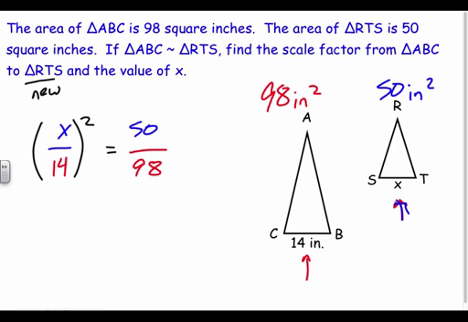Another way, which actually makes it pretty quick, is usually what I try to do: anytime I have a fraction, I always simplify this guy. So for example, here I could cut both these in half, divide them both by 2. And if I would do that, I would get 25 over 49.